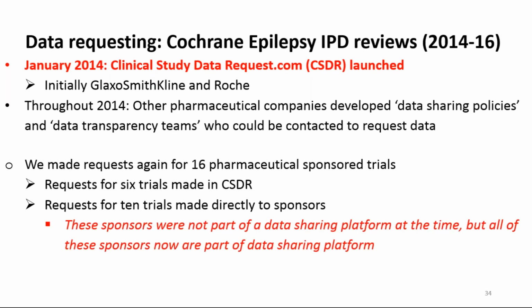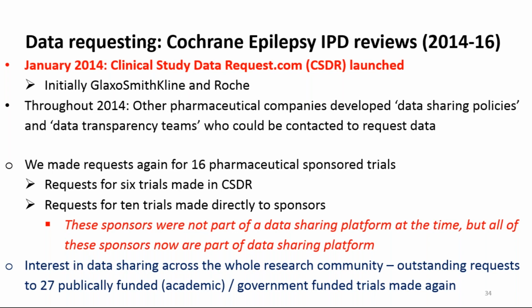So for the 16 pharmaceutical sponsored trials we had out of those 45, we made all of our requests again. We requested 6 trials between 2014 and 2016 in CSDR, and we requested 10 trials directly from the sponsors, from the data transparency teams or from websites. I should note that at the time we made those requests, these sponsors were not part of any data sharing platform, but all of these sponsors now are.